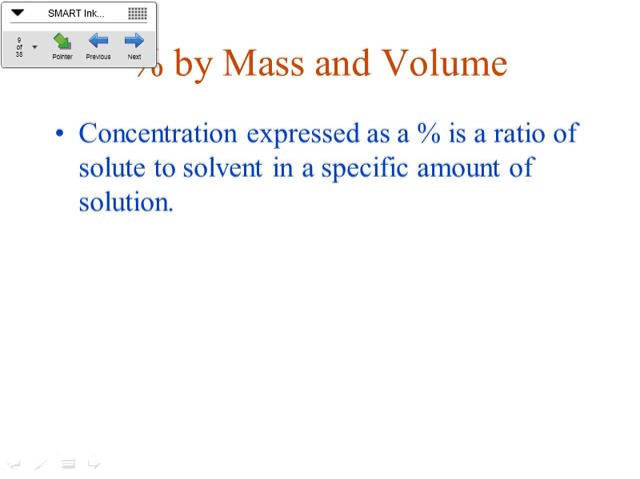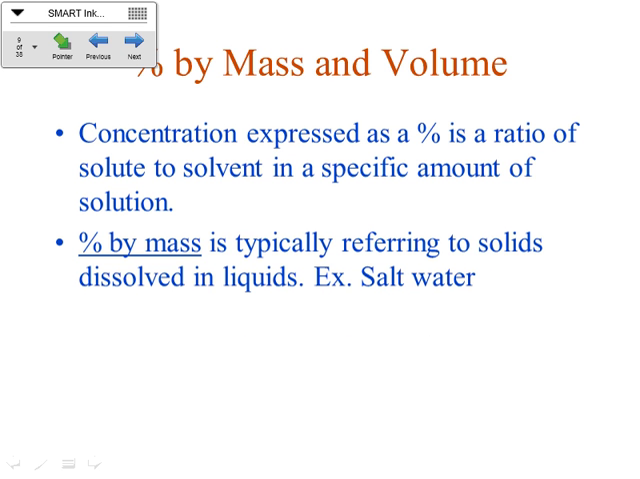So you're going to have to keep in mind as we go through these, what's the solute, what's the solvent, and then we're going to make a ratio between those two. Percent by mass usually refers to solids dissolved in liquids. So in the example of salt water, what's the solute? Salt. What's the solvent? Water.